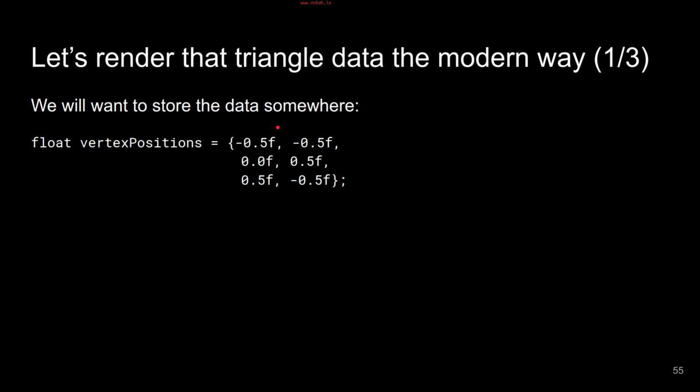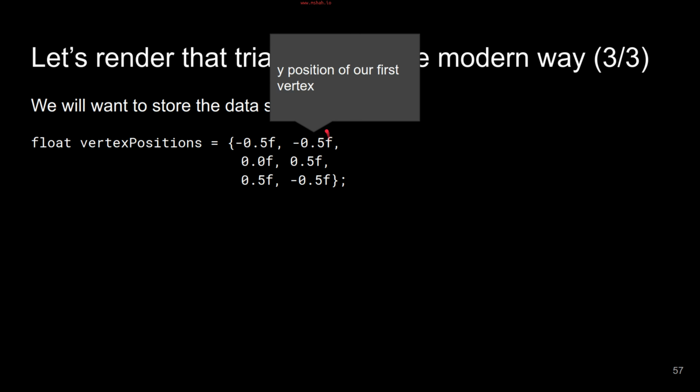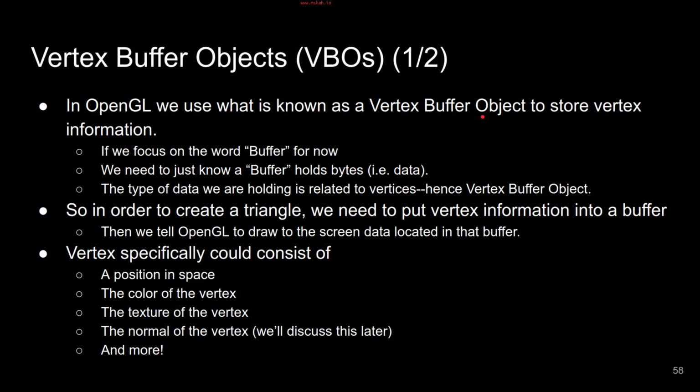So what we're going to do is, we want to store this information somewhere. So I'm going to create here an array, and here's a way to initialize an array, a float of vertex positions, where x is the position of our first vertex and y would be the next position of our first vertex. So this is our first vertex on this row, and then our second vertex has an x and a y here, and our third vertex an x and a y here.